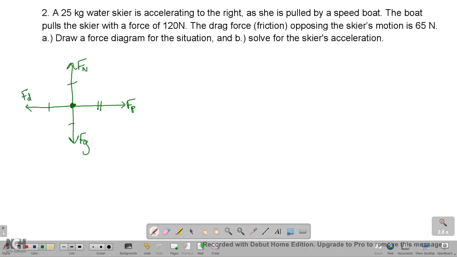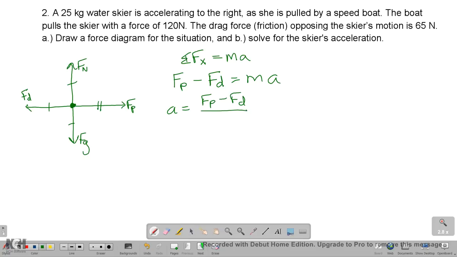Now, to solve for the acceleration, we need to do a sum of the forces in the x direction and set that equal to mass times acceleration. So since the object is moving to the right, we want to use that as our positive direction. So FP minus FD is equal to mass times acceleration. And if we're solving for acceleration, we would divide by the mass, and this would rearrange to the pull force minus the drag force divided by the mass.